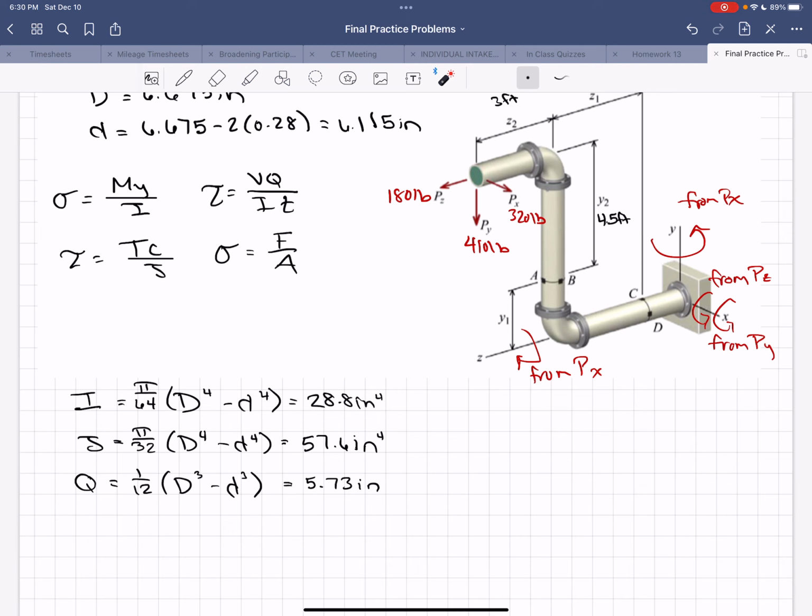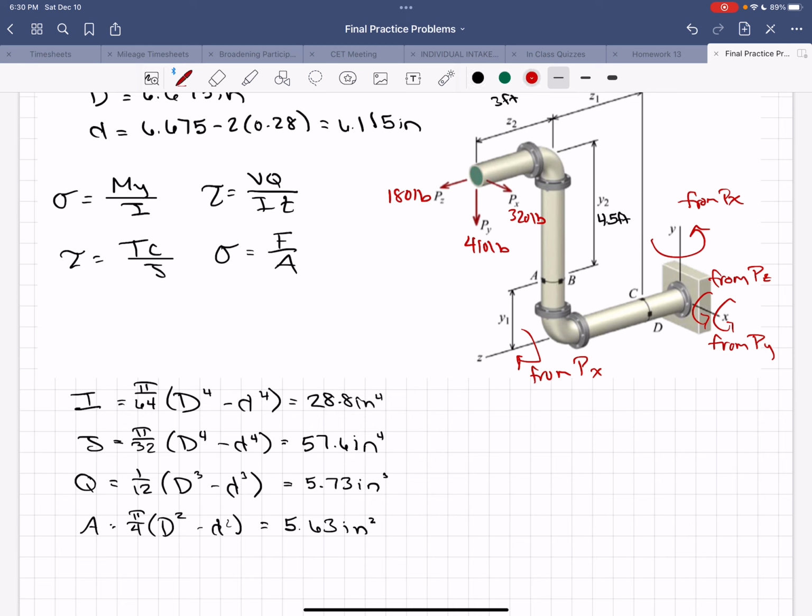So we need the area. Area equals pi over 4 times outer d squared minus inside d squared. And that equals 5.63 inches squared. Okay, so those are our section properties.